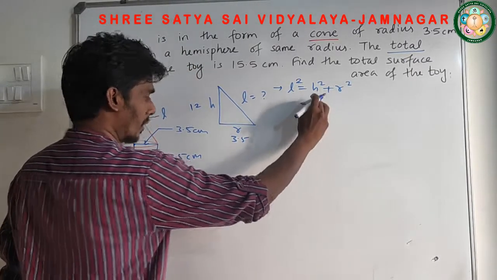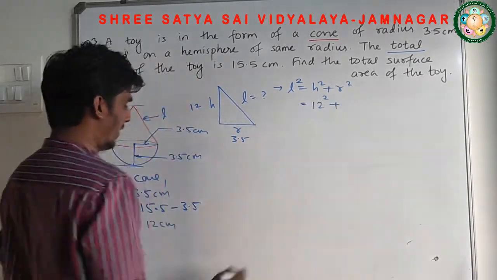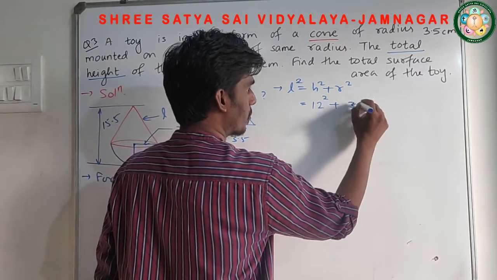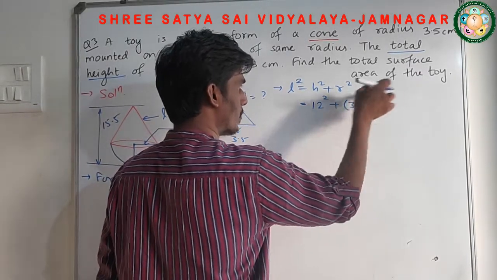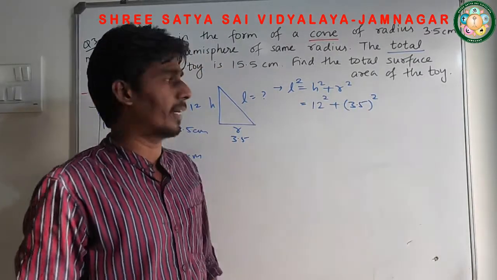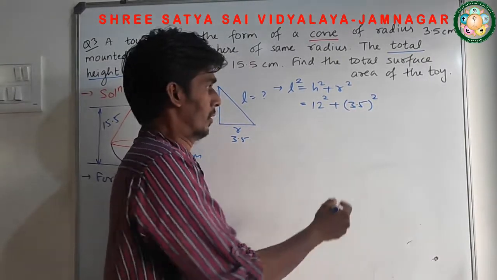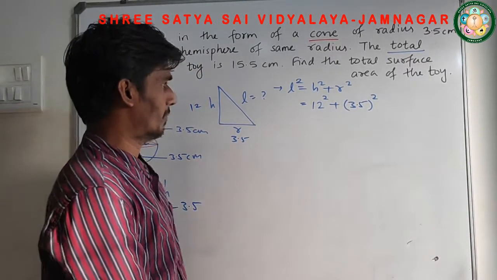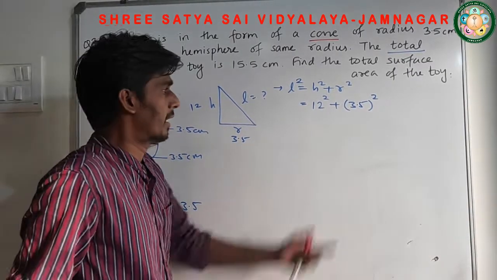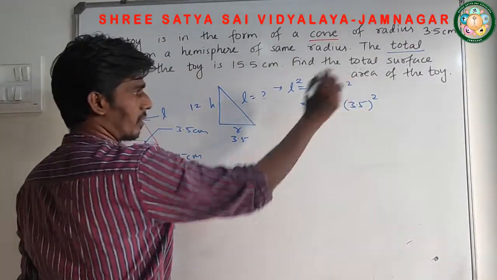What is H square? H is how much? 12. And radius is how much? 3.5. Now you can solve this calculation by two methods. Either you take this 3.5 as it is, or we can convert this into what? Fraction. But if you don't want to convert into fraction, you get a number and then you have to find out its square root. Let's convert this number.